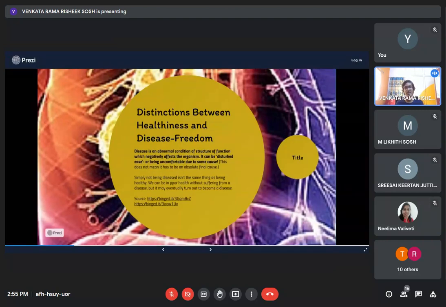Being able to achieve your potential and being able to be happy is good health. Without suffering from a disease, you can be in poor health, without good exercise, which can lead to obesity, and also no control with food, mental diseases and such things. These should be controlled, diagnosed and treated, because if not, they can eventually turn out to become a disease.